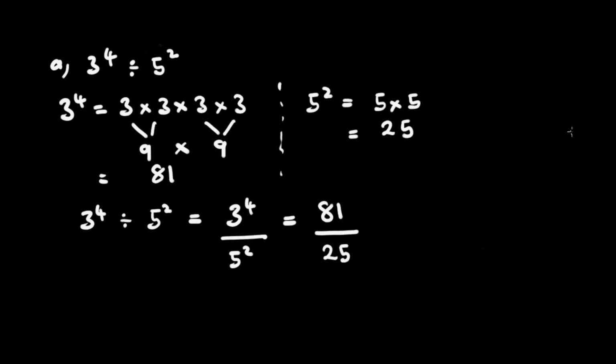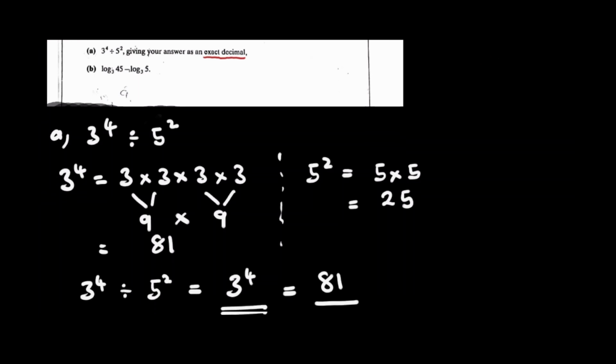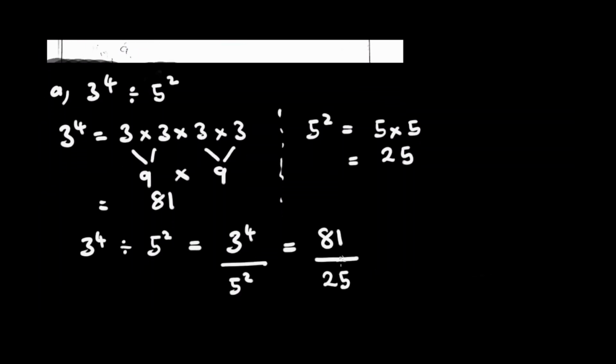Tikadzokera question yedu yati, giving your answer as an exact decimal. Kureva kuti we are required to divide 81 with 25. So what is 81 divided by 25? Tikati 25 into 25, this is 1. 25 into 81, we have 3, comma.